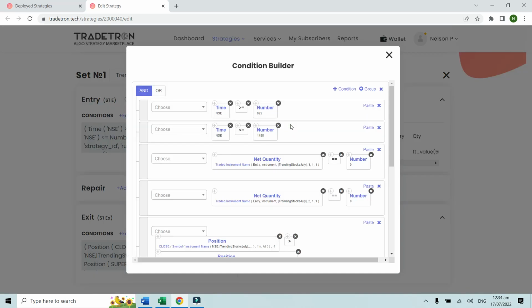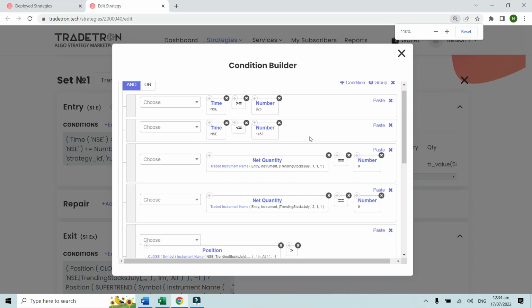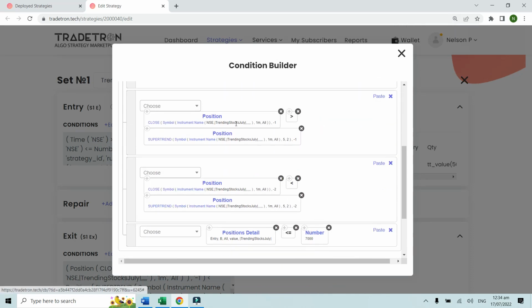So the entry condition is simple, like the previous example that we have seen, that net quantity of 111 and 211 should be 0. Time should be between 9:25 and 14:58. And it should be a simple crossover condition of close greater than super trend on a 5-2 parameter on a 1-minute candle, and also close should be less than super trend in the previous to previous candle, that is -2, on the same parameter. So whenever there is an upside crossover, it should buy the particular stock. All right, that is this particular list.